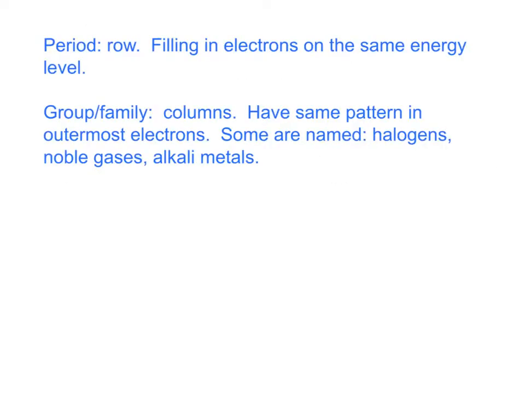So the first definition we want to talk about is the word period. It's also known as a row. This is the filling in electrons on the same energy level. So n equals 1, n equals 2, n equals 3. Those are your rows of the periodic table.